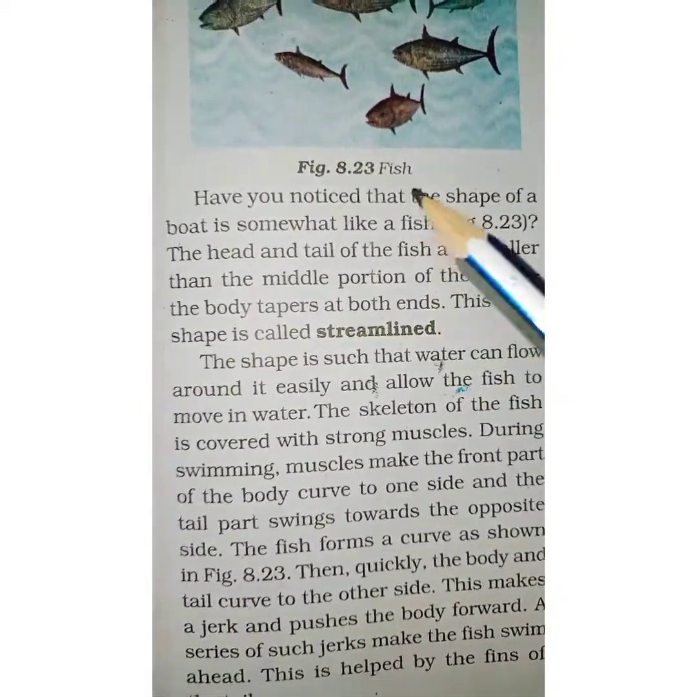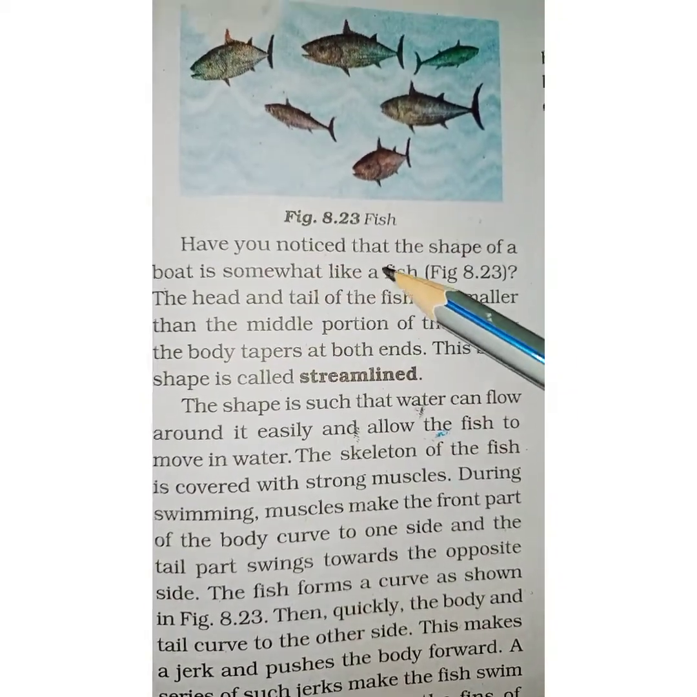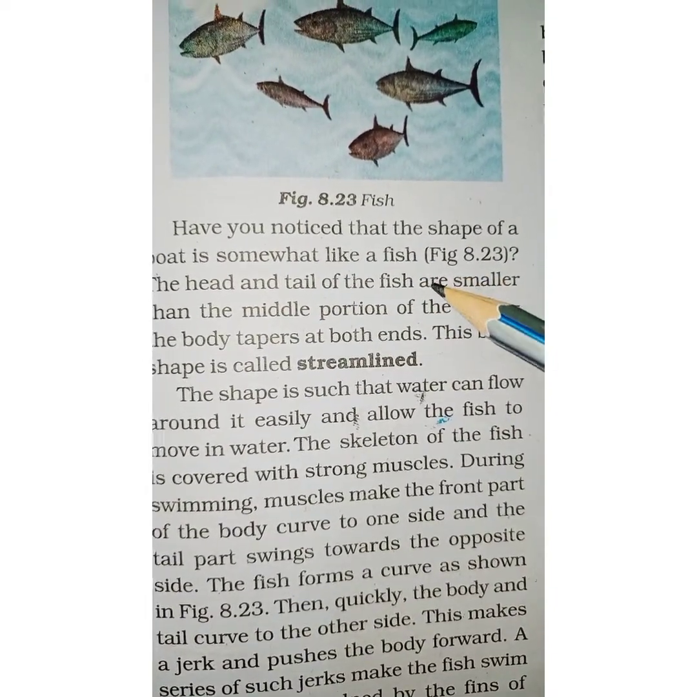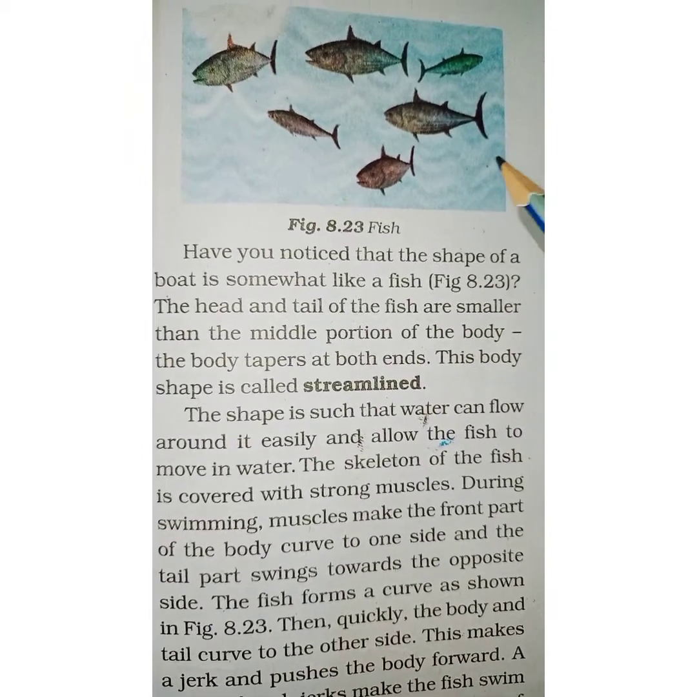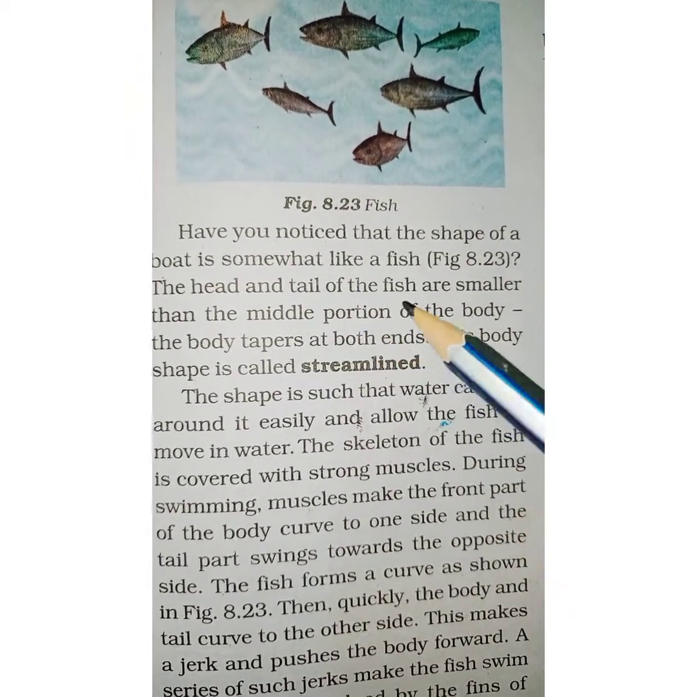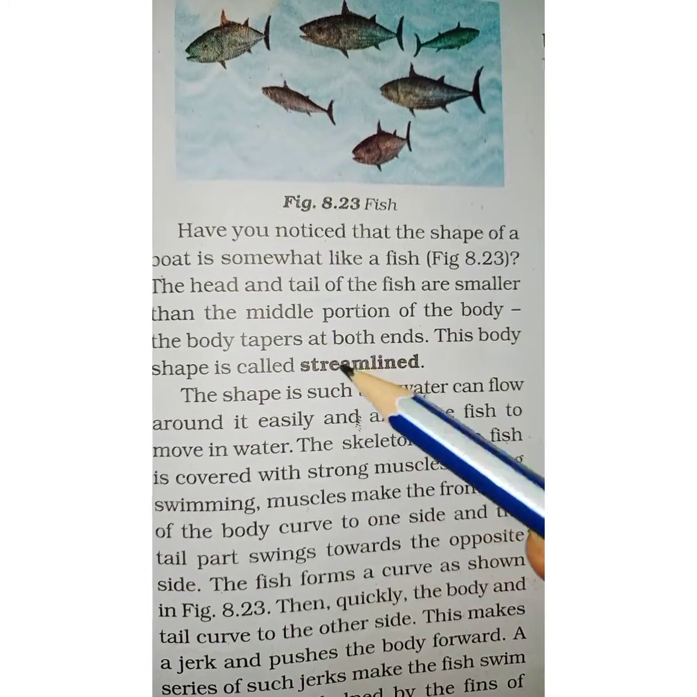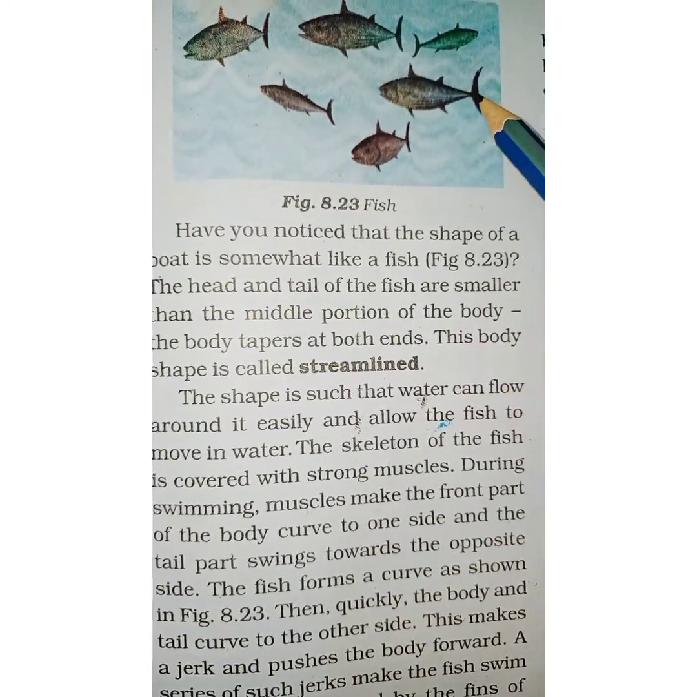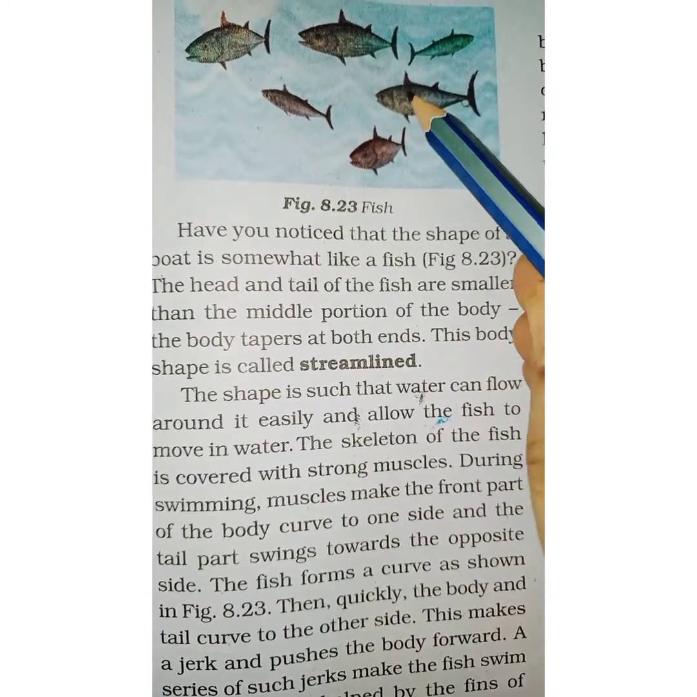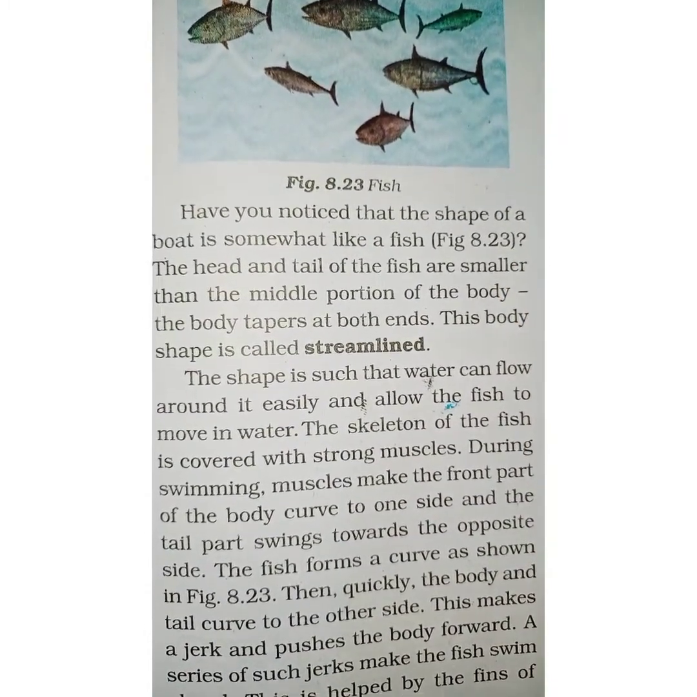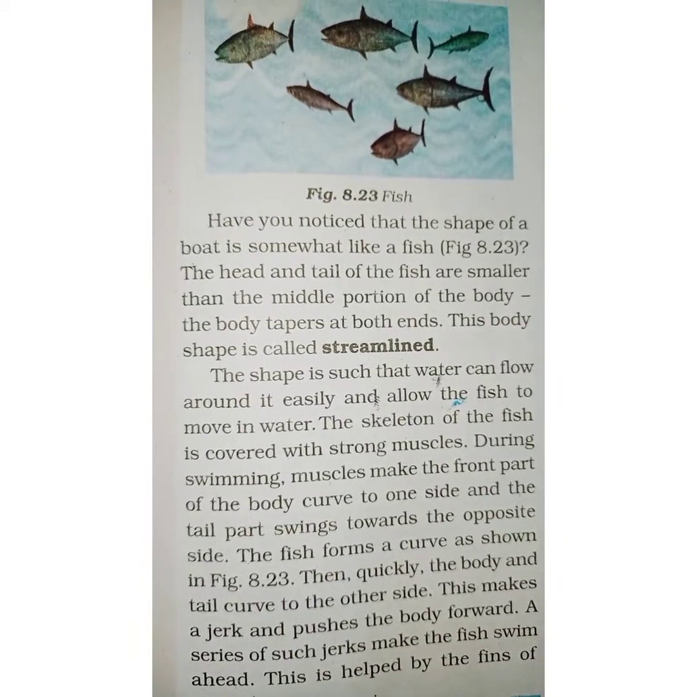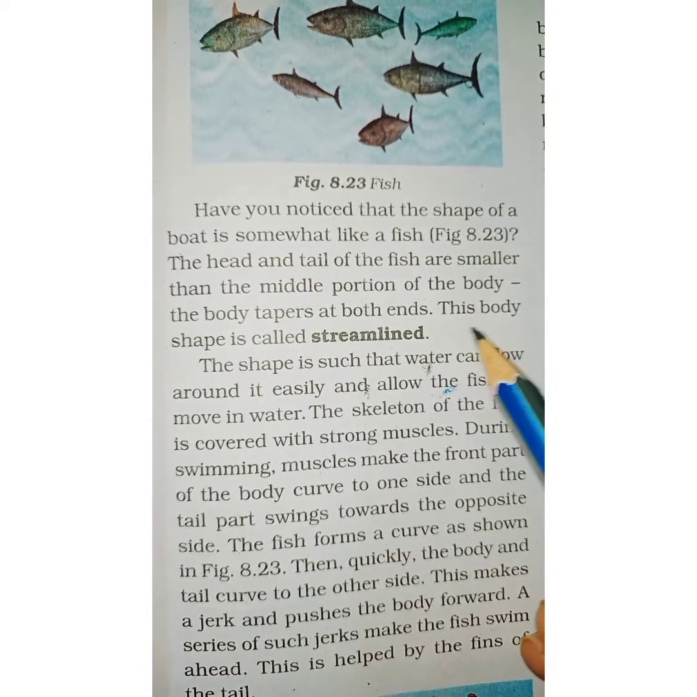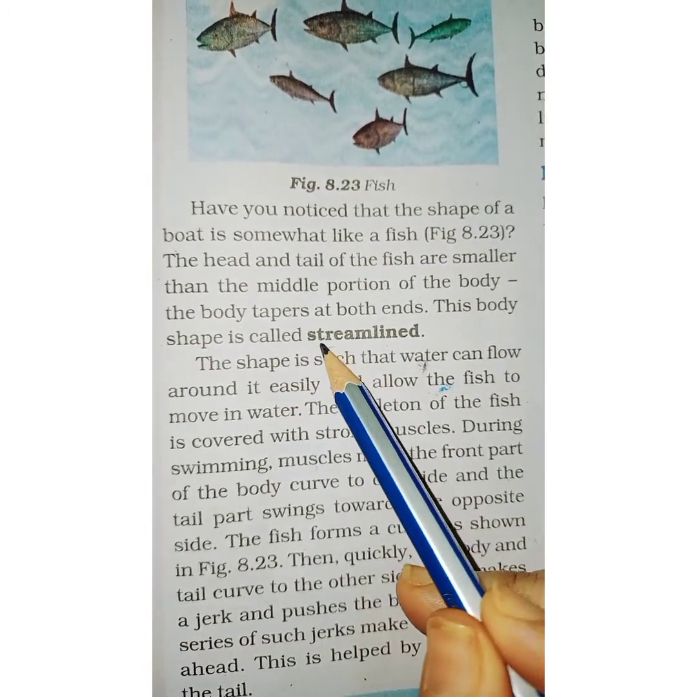So the next one, what we can say is, have you noticed that the shape of a boat is somewhat like a fish? The head and the tail of the fish are smaller than the middle portion of the body. As you can see, the head is small and the tail portion is small, whereas the middle portion is a little bit longer. So the body tapers at both ends. This body shape is called the streamlined shape.